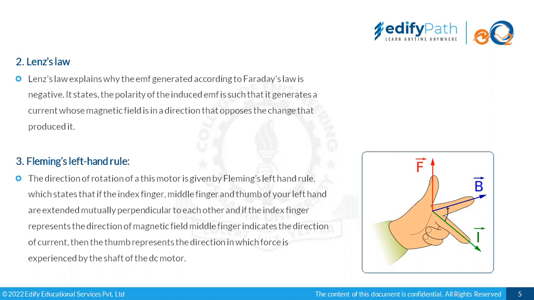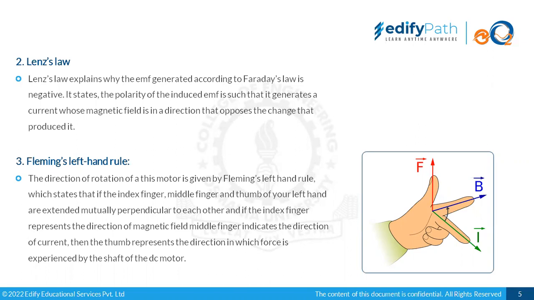It states that the polarity of the induced EMF is such that it generates a current whose magnetic field is in a direction that opposes the change that produced it. So the very cause that has produced the induction, it would oppose that, due to which the EMF that we get is normally marked as negative, or in the opposite direction.